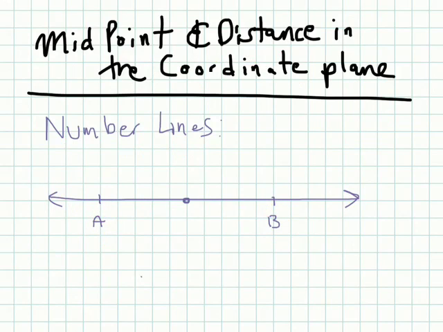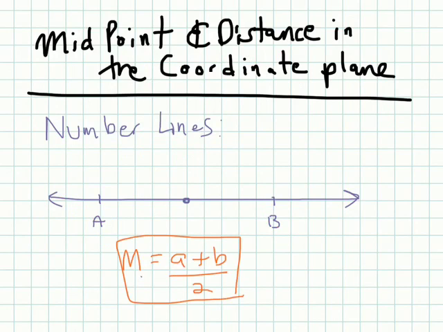So here we're just using A and B to represent values. For midpoint, I'll use a different color here, I'll use that orange. Midpoint is the value of A plus the value of B divided by 2. Or another way to think about it, midpoint is the average of the two values. Let's look at an example.